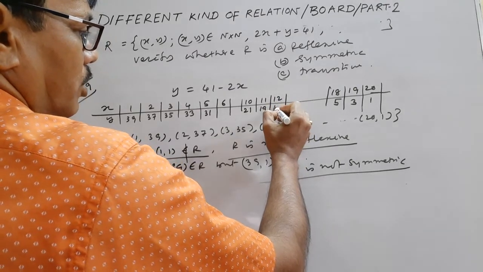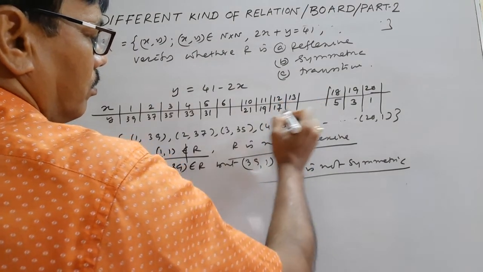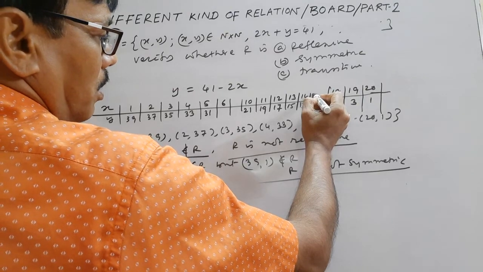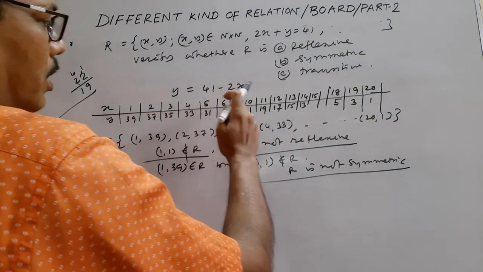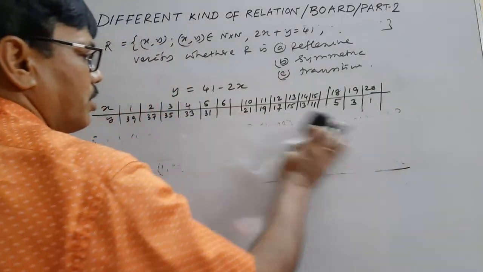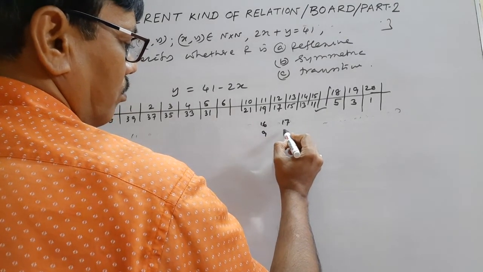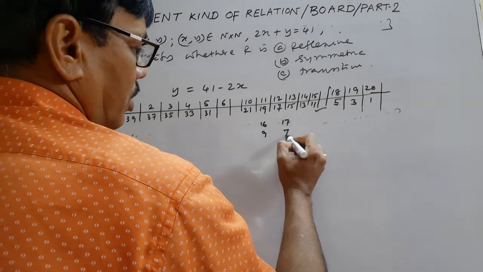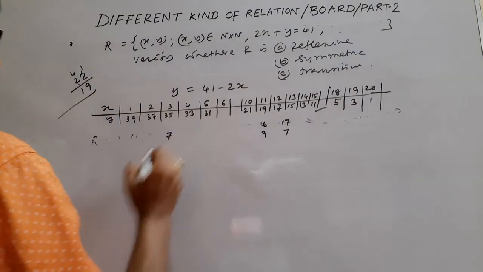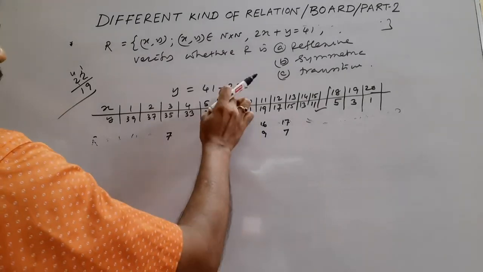So 12, 17, 13, this is 15, 14, 13, 15, 11. So we try to complete this table. Then 16, 9, 17, 7. And up to 6, then it is 7. If we take this is 7, 14.